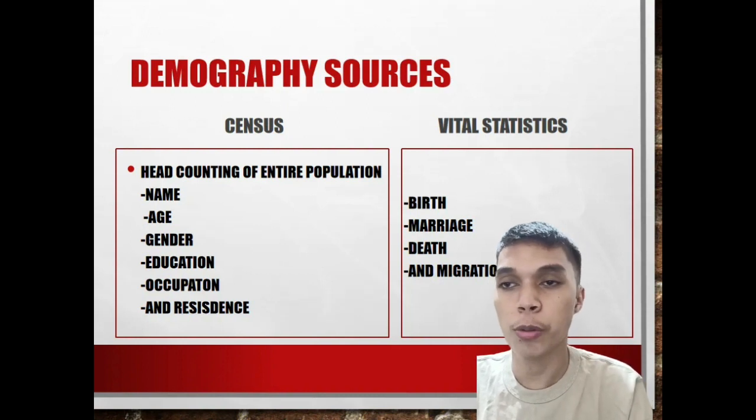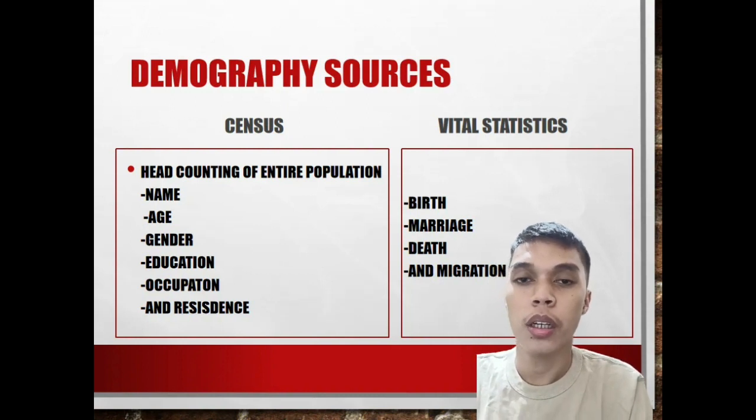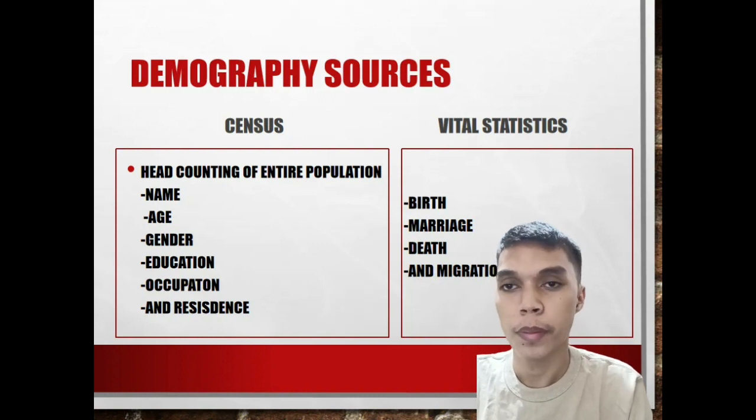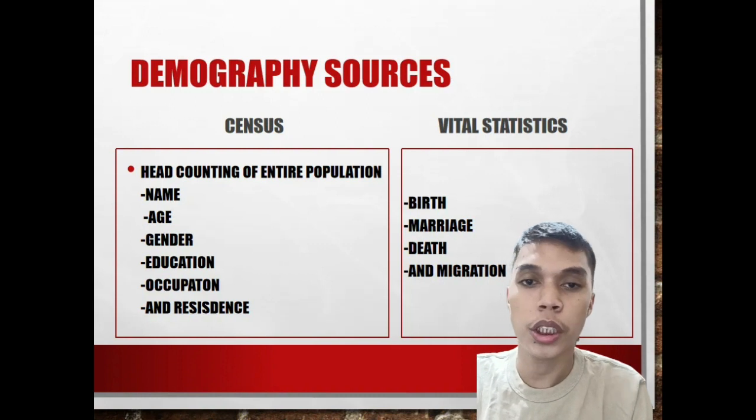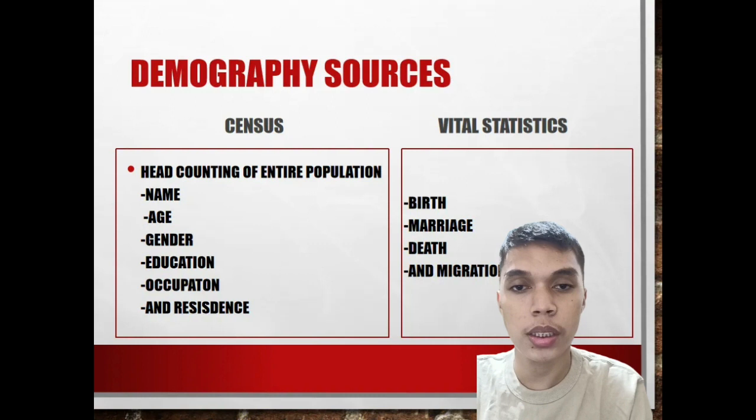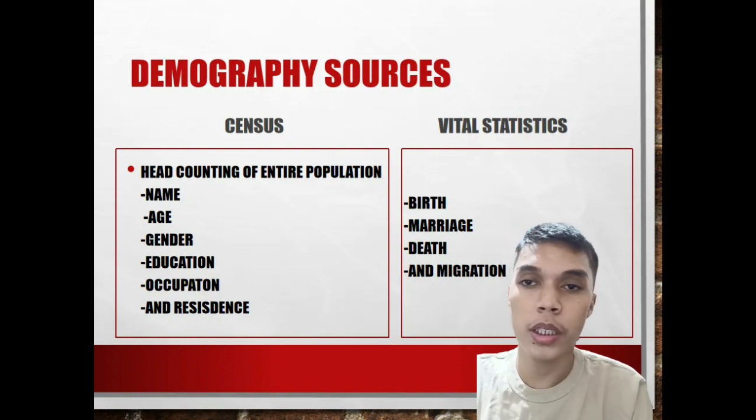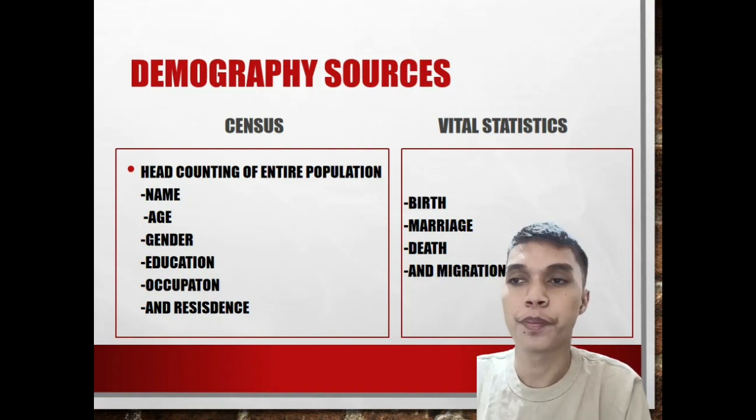First, in the census we have the head counting of the entire population. So we have the name, age, gender, education, occupation, and one's residence. It is pretty common in each and every one of us. Next we have the vital statistics. The vital statistics talk about birth, marriage, death, and migration.